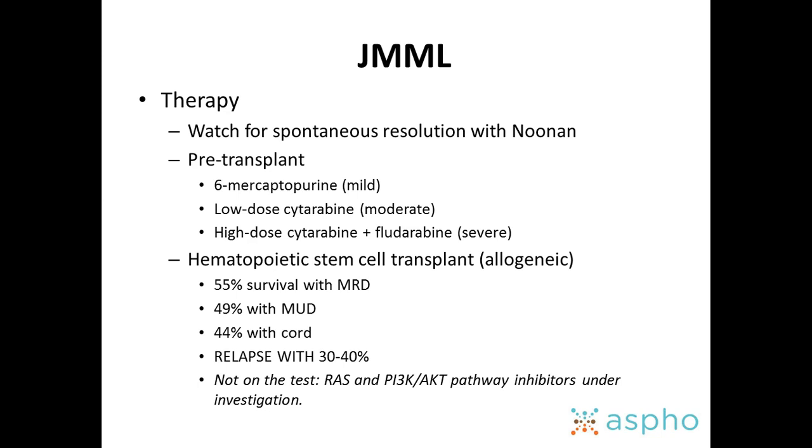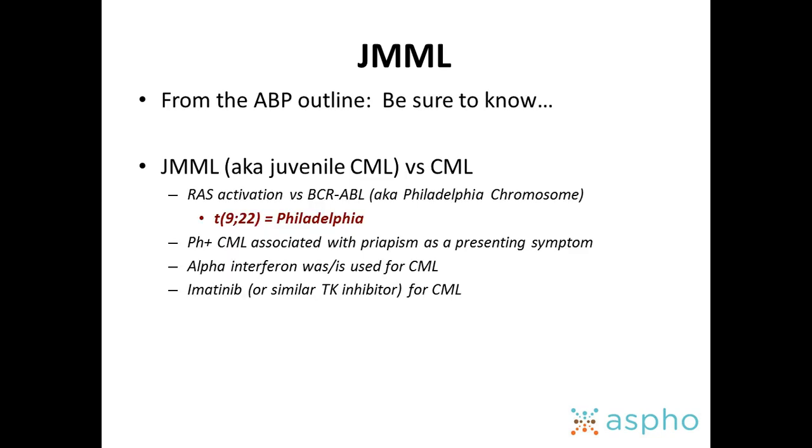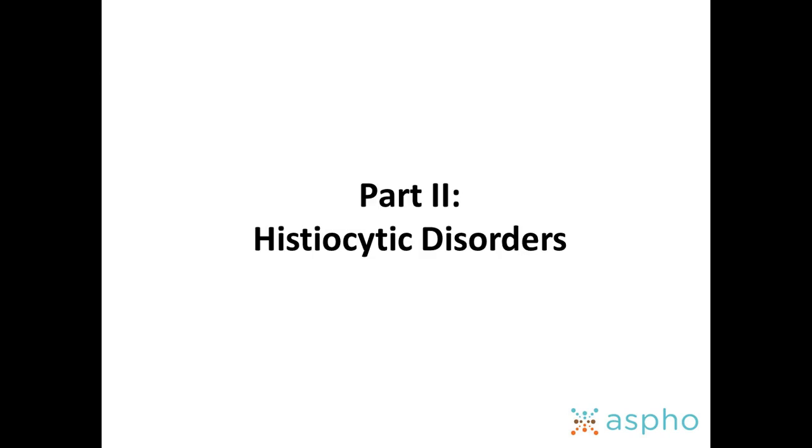I think RAS and PI3 kinase, AKT, mTOR inhibitors are being tested, but that shouldn't be on your test unless there's a theoretical question about what kind of inhibitor you would think about using. All right, I don't have to talk about CML, but just know it's different because it's got the Philadelphia chromosome. So you've got that tyrosine kinase signal instead of a more downstream signal coming through, and then just the things that Pat mentioned. All right, take a breath.